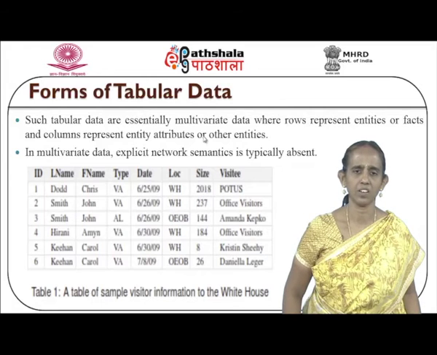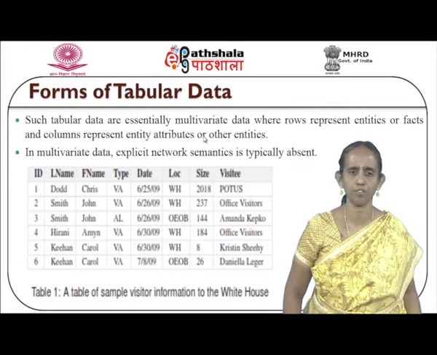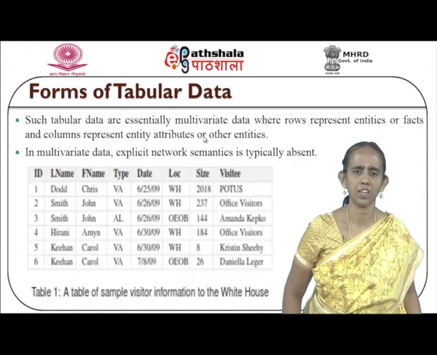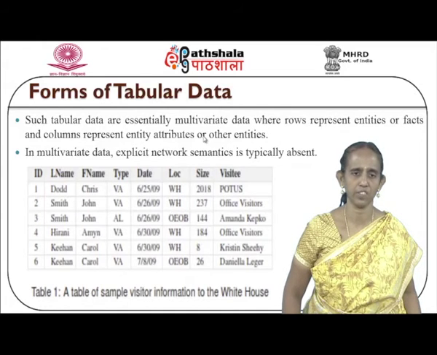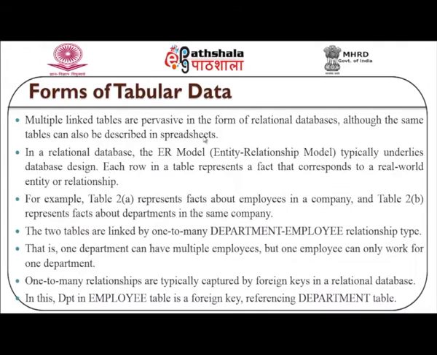Such tabular data are essentially multivariate data, where rows represent entities or facts and columns represent entity attributes or other entities. In multivariate data, explicit network semantics is typically absent. Multiple linked tables are pervasive in the form of relational databases, although the same tables can also be described in spreadsheets. In a relational database, the ER model, that is the entity relationship model, typically underlies database design.